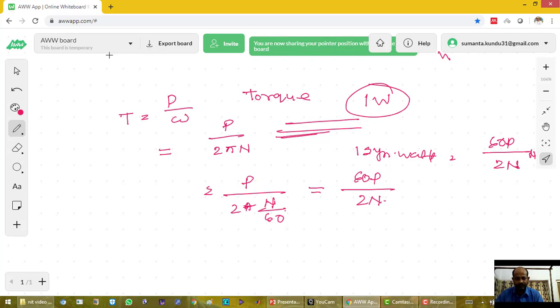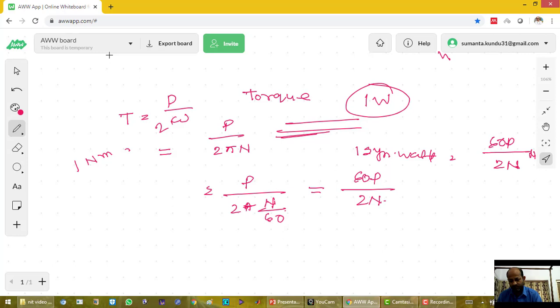So in 60 P by 2 pi n Newton meter, that means 1 Newton meter equals to, 2 pi, sorry, 1 pi is here, I have forgotten, 2 pi n by 60 synchronous watt.